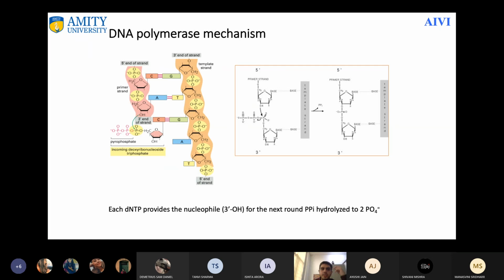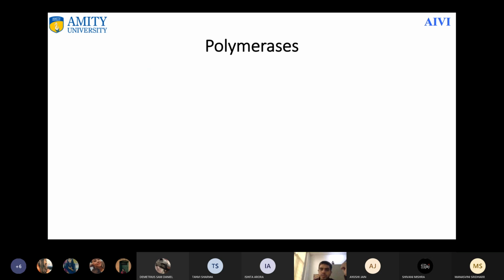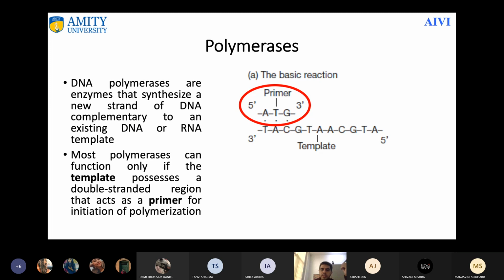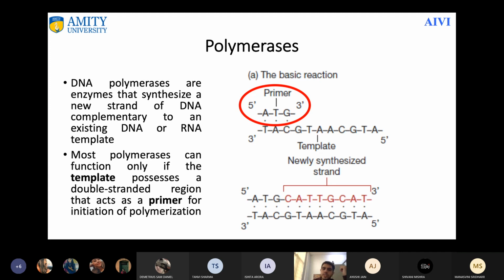So what do they need for polymerization? They need 3 prime OH and 5 prime phosphate, and ATP is also required for this process. And this is the reference in the primer. If a primer is there, then only polymerase can conduct the polymerization, otherwise they won't. Then they extend the strand as far as the complementary strand goes. So the requirements of polymerase are a template strand, a primer, nucleotides in the form of triphosphates, NTPs, and a 3 prime OH and 5 prime phosphate group.